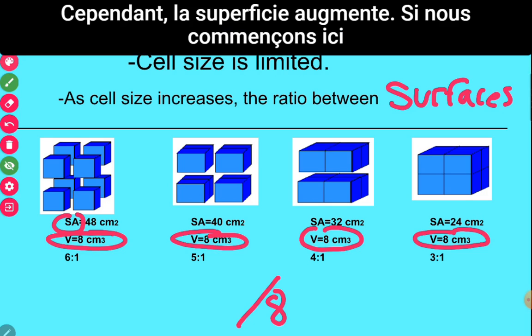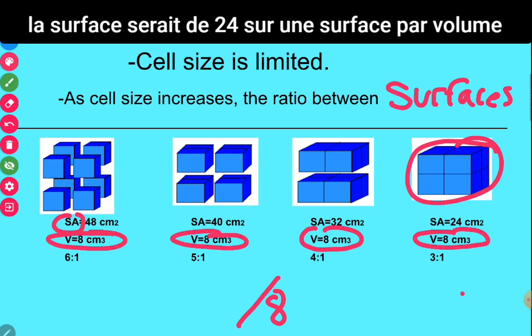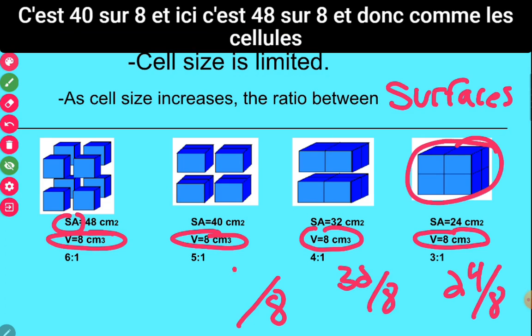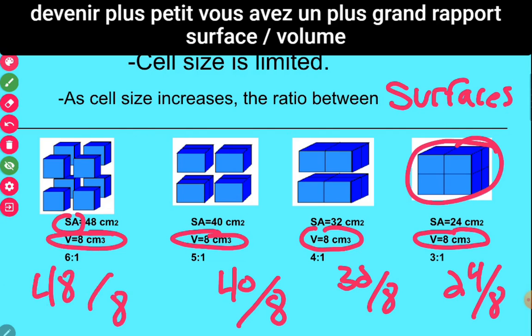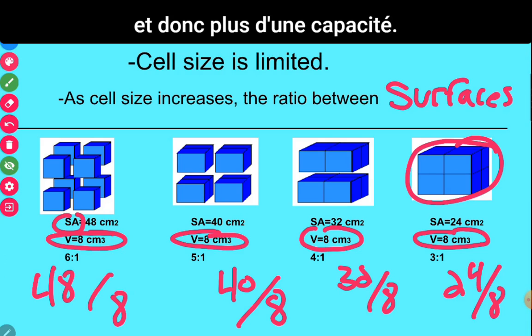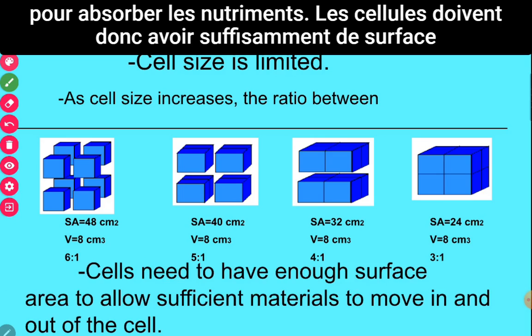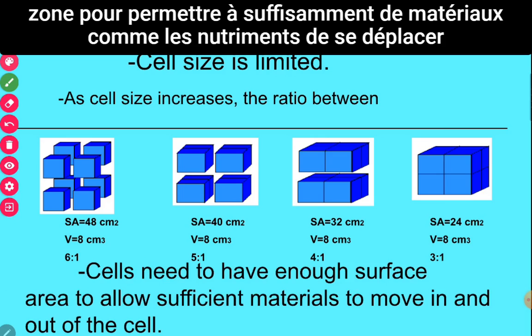However, the surface area does increase. If we start here, the surface area would be 24 over 8, surface area per volume. Here it's 32 over 8. Here it's 40 over 8. And here it is 48 over 8. And so as the cells get smaller, you have a greater surface area to volume ratio and therefore more of an ability to absorb nutrients. So cells need to have enough surface area to allow sufficient materials, like nutrients, to move in and out of the cell.